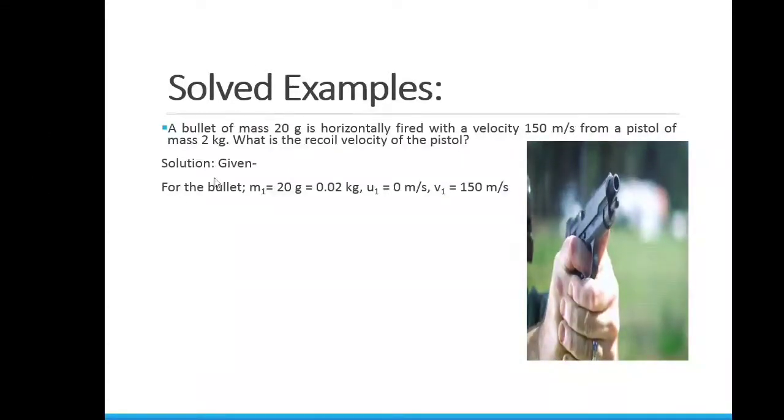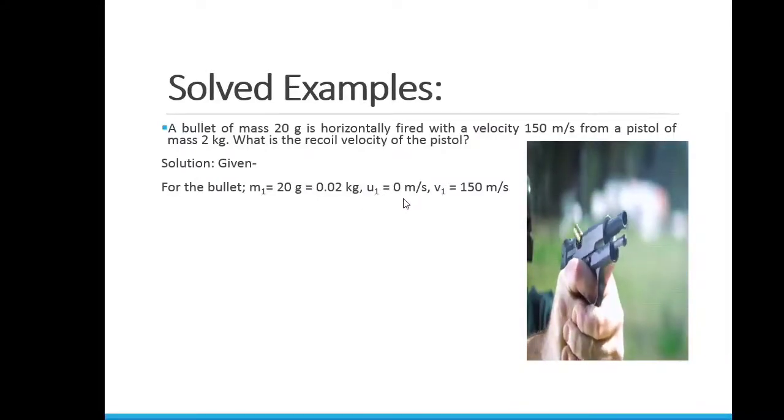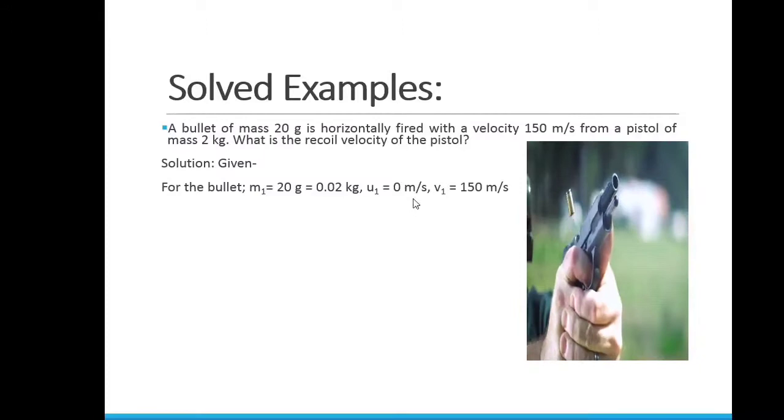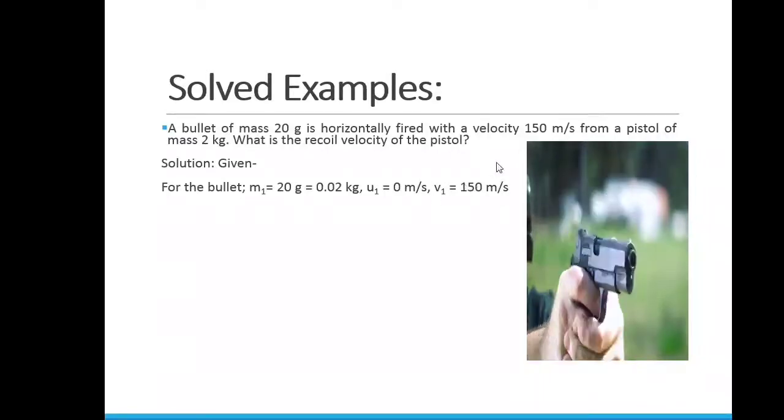First, for the bullet, mass m1 is equal to 20 grams, and converting it into SI, that is into kilograms, we get 0.02 kilograms. Initially the bullet was at rest, so initial velocity u1 is equal to 0 meter per second. Before firing, the bullet was at rest in the pistol. Whereas the final velocity v1, as given, after firing is 150 meter per second. So v1 is 150 meter per second.